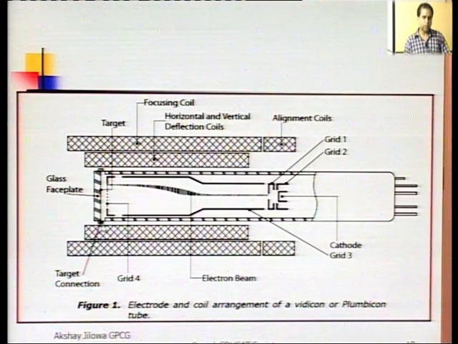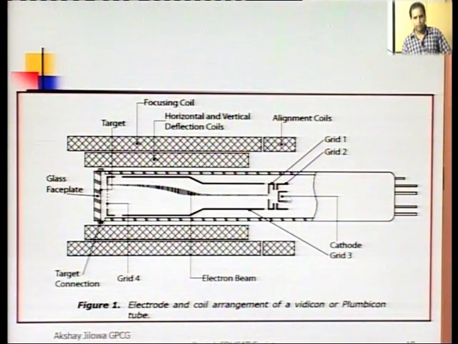This is the target connection, how the target is connected, those particular leads for connection. Then we have different coils, as we discussed in the previous section. Focusing coil, these coils are responsible for focusing of the electron beam. Horizontal and vertical deflection coils, these two, the inner coils. Then we have alignment coils. Here is grid number 1 and grid number 2, and here is grid number 3. What these grids are, we will discuss.